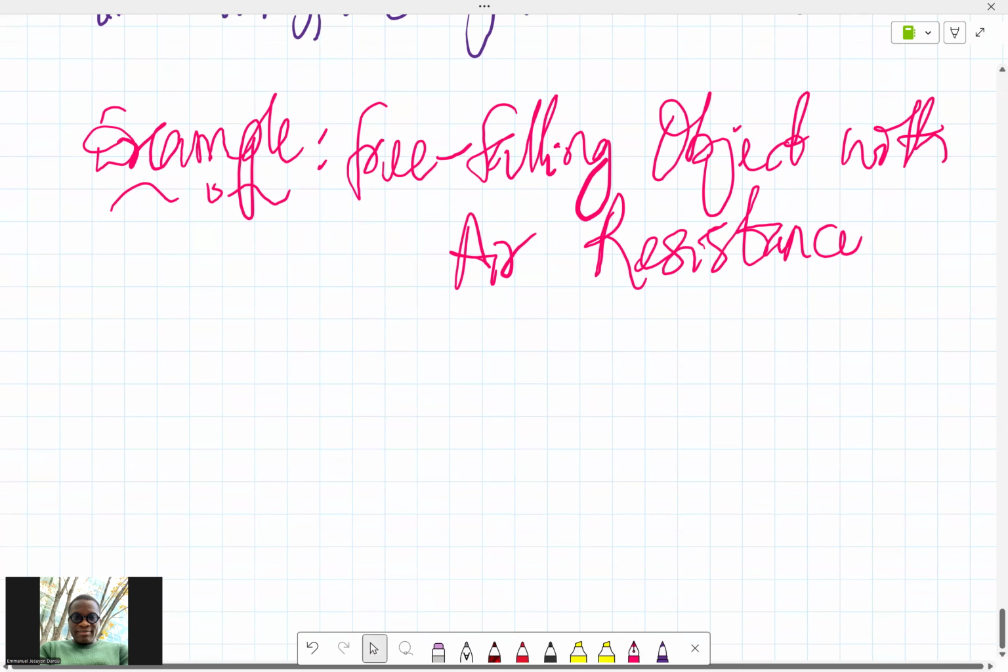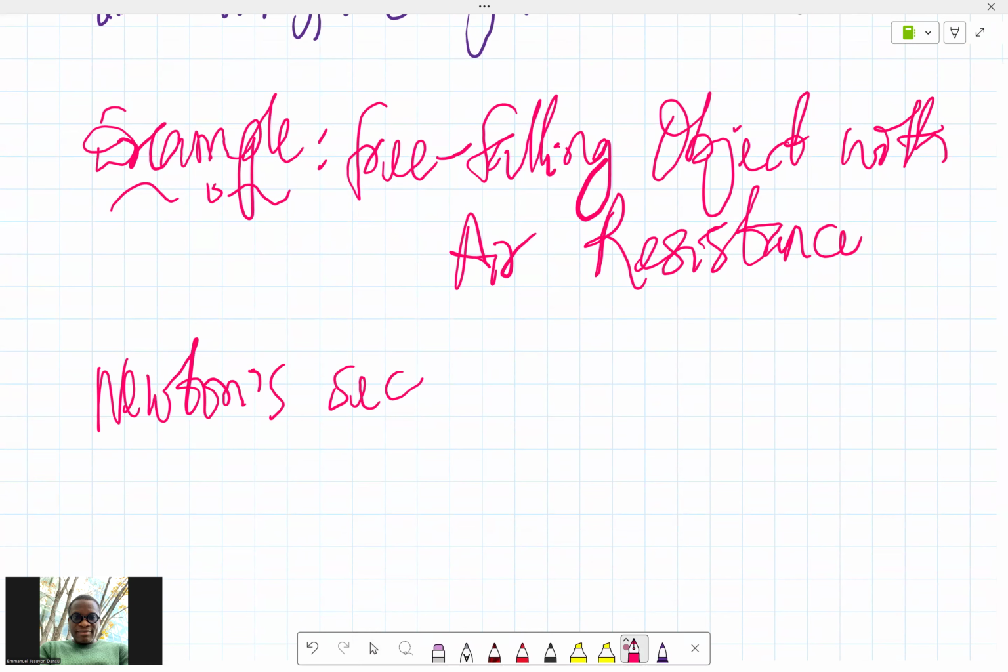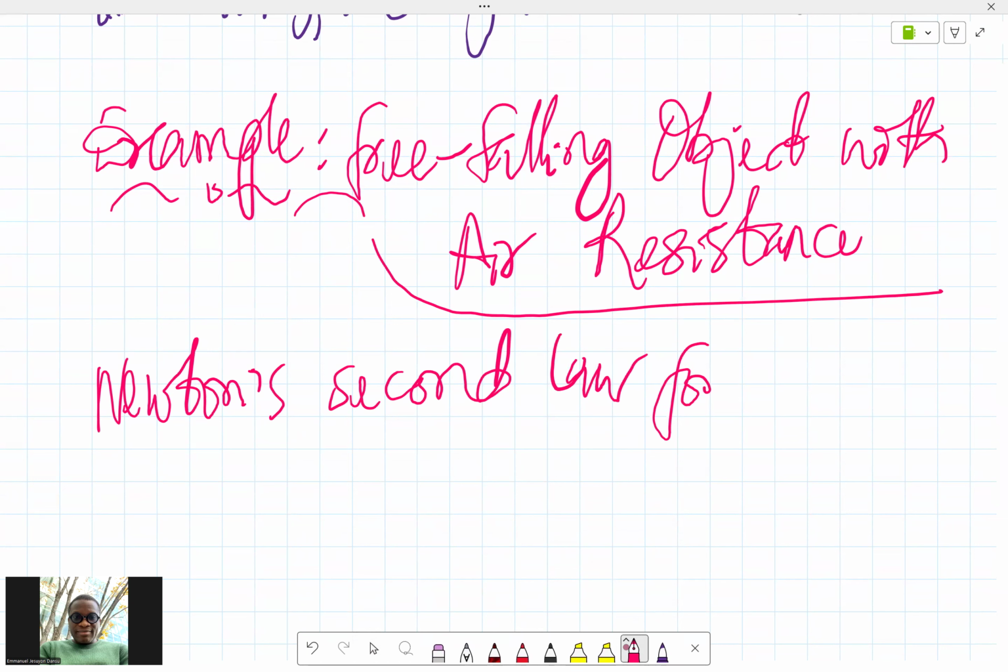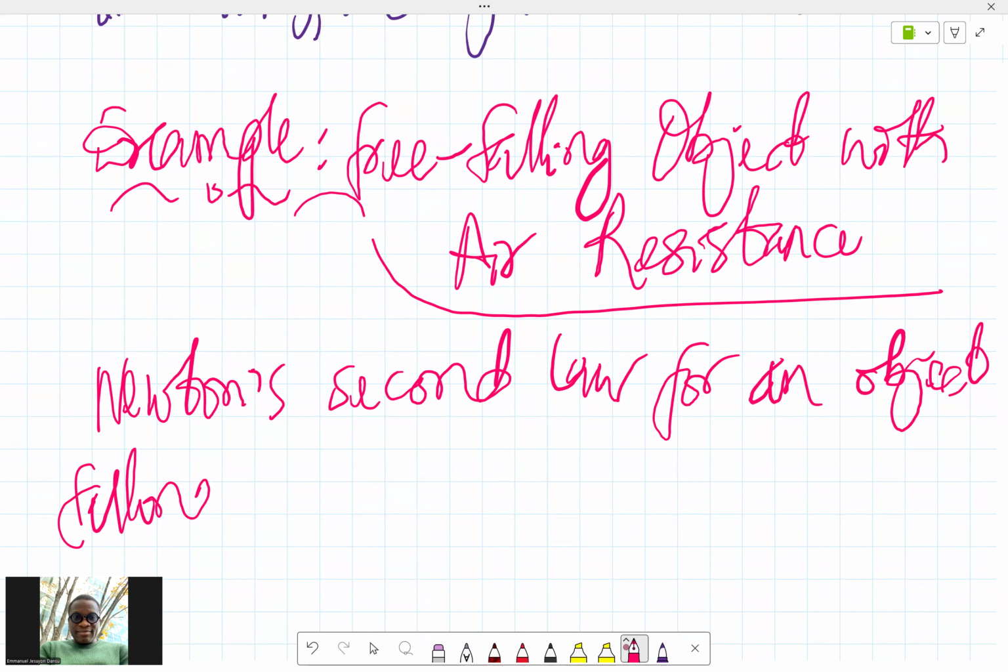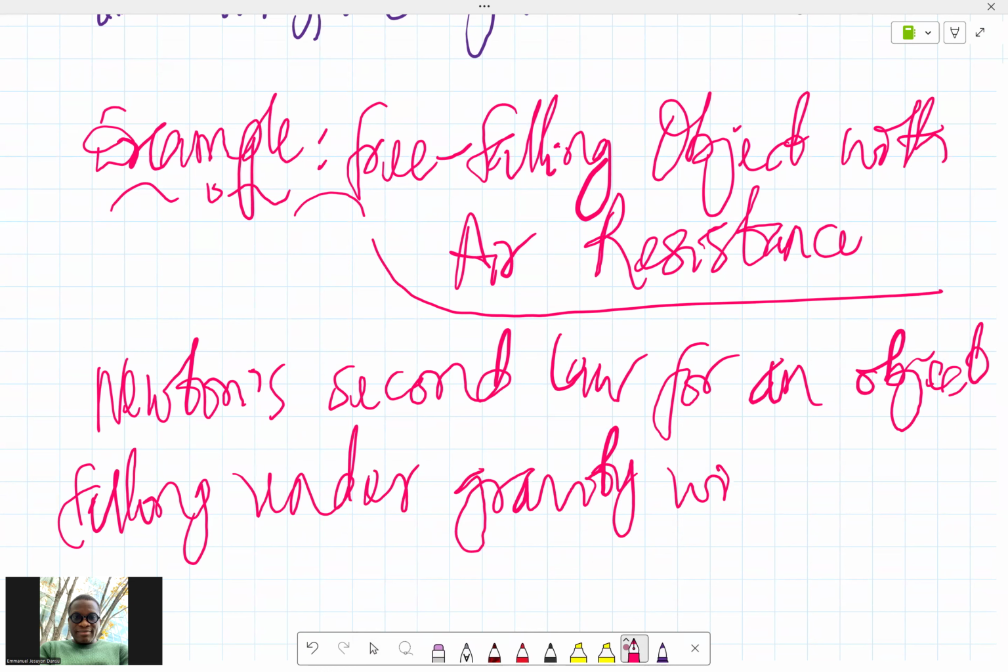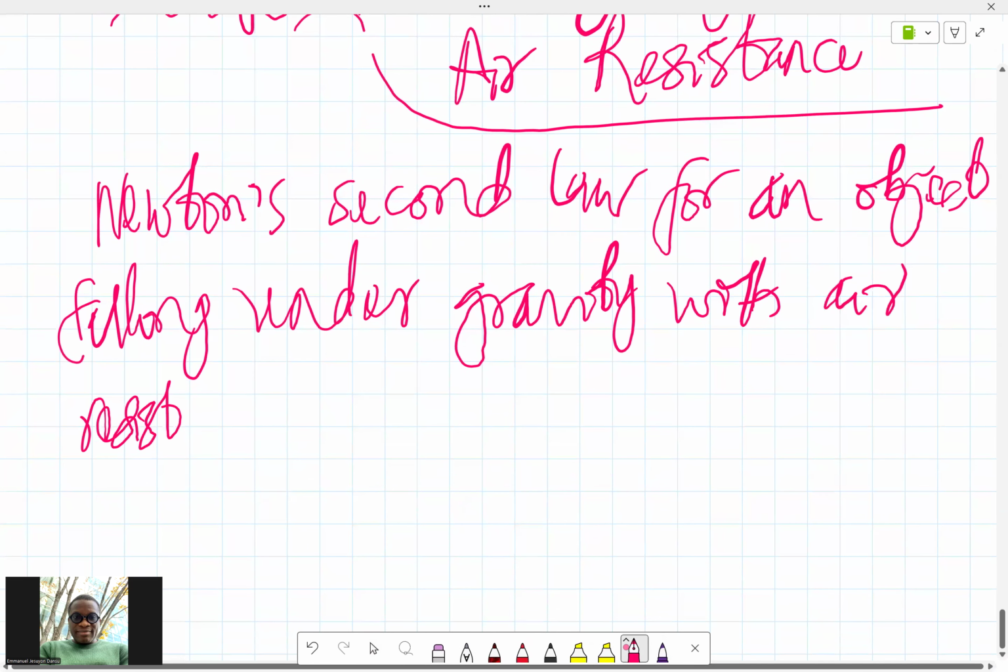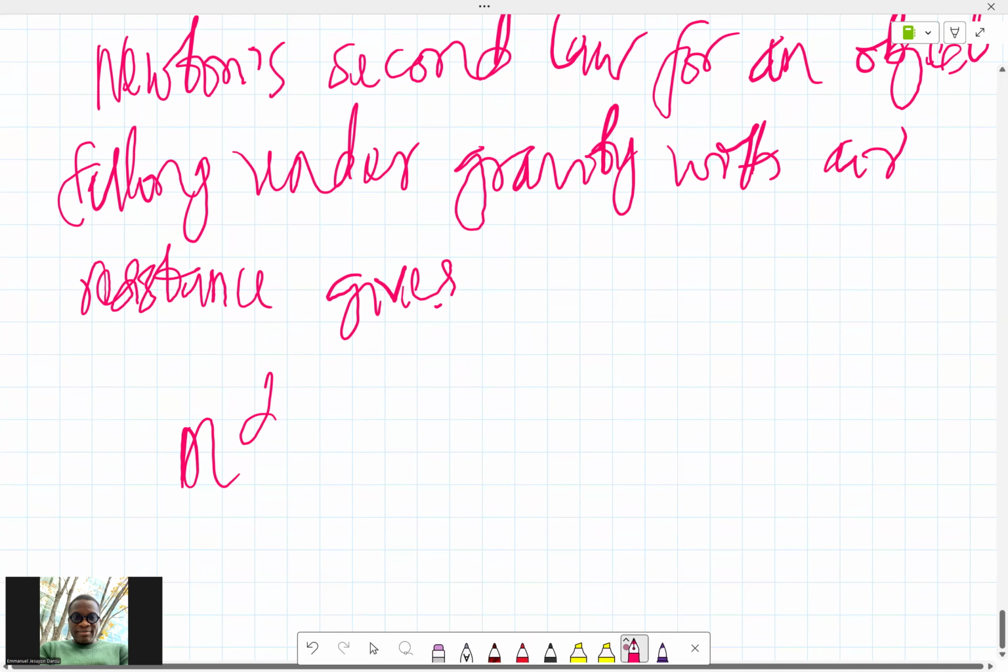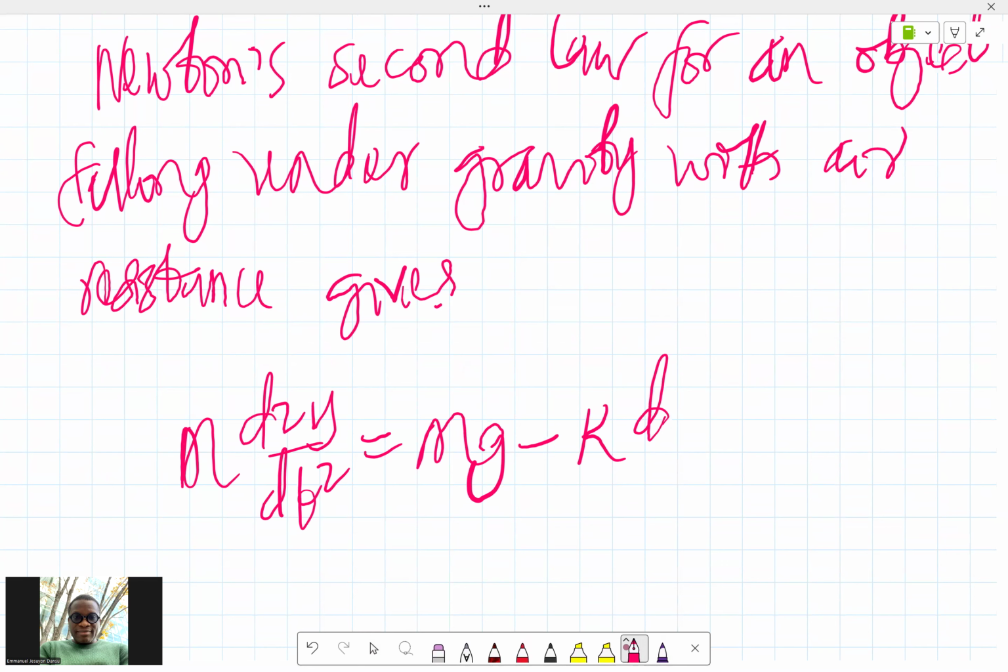Okay. So here we see that Newton's second law for an object falling under gravity with air resistance gives m d squared y dt squared equals mg minus k dy dt.